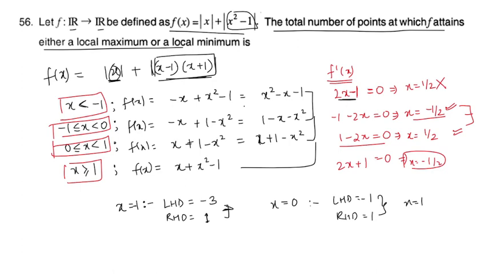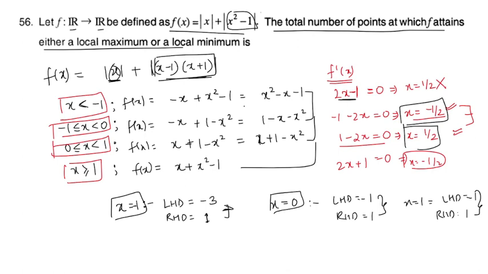At x equals 1, the left-hand derivative is equal to negative 1, and the right-hand derivative is equal to 1, and again, the derivative ceases to exist, and this again gives you a critical point. And that's it. We have 5 points. This is the first, second, this is the third, this is the fourth, this is the fifth.